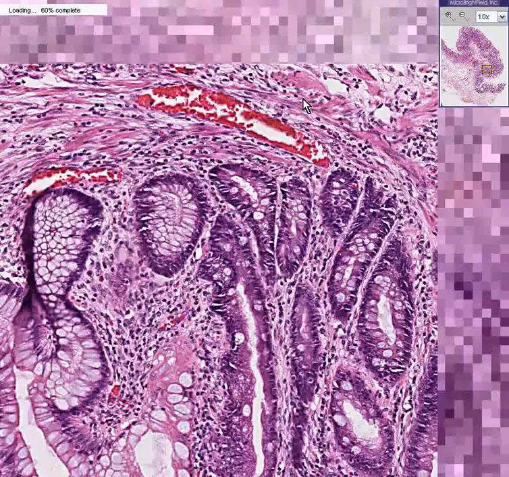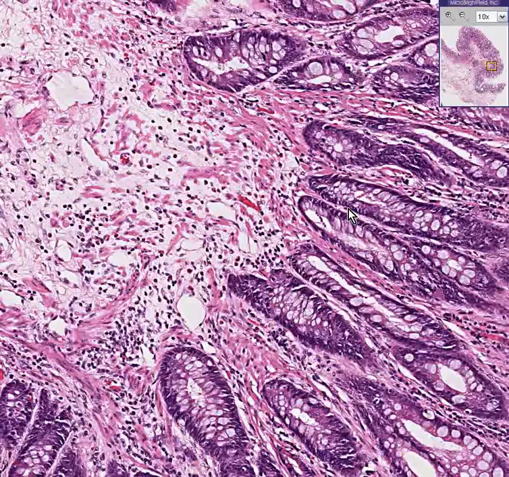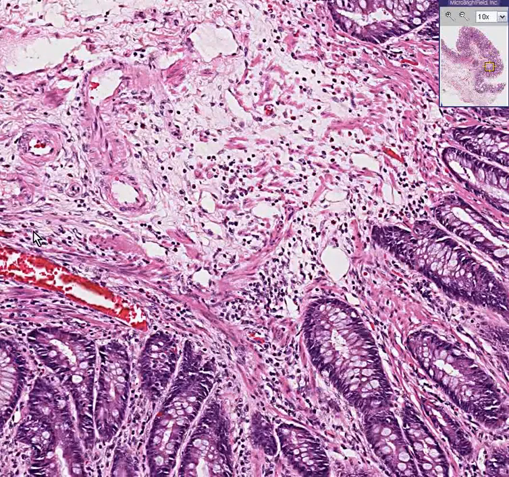Now, when you go into the same glands of the polyp, notice you have basically the same thing. You have a nice mixture of these mucinous goblet cells and the non-mucinous absorptive cells. Also notice that the muscularis mucosa still delineates the mucosa from the stalk of the submucosa.